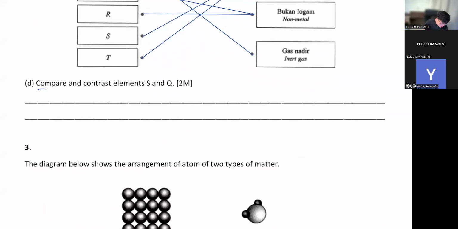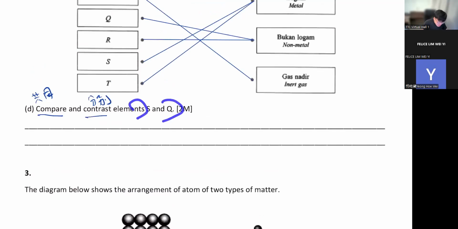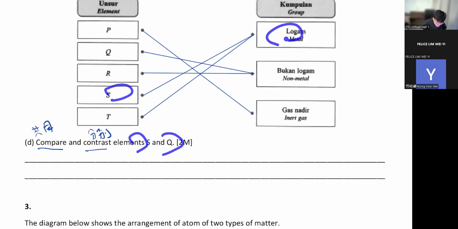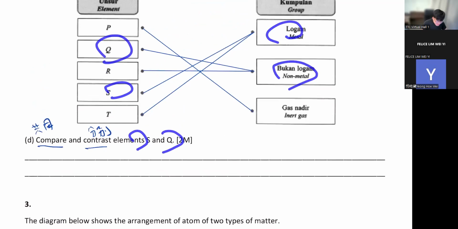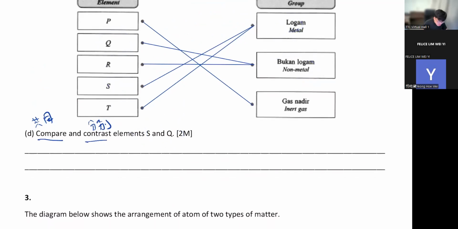Anyway, compare and contrast. Next time when you see compare and contrast, that means they want 分别 and 共同点. Compare is the 共同点, and contrast is the 分别, the difference. Okay, the similarity and the difference. So S and Q, S is a metal, Q is a non-metal.